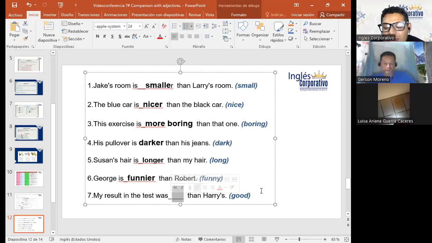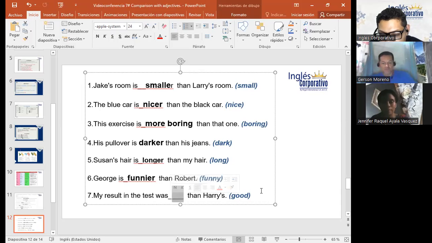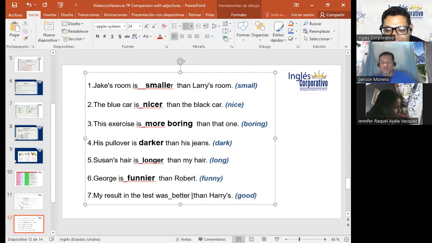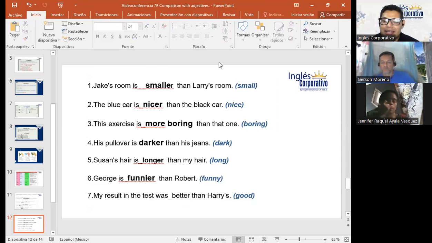Y vamos con good. ¿Cuál sería el de good? Better. Better than Harry. So we can also compare these structures. Okay. And so you can appreciate here the examples about the adjectives, and also there is a huge list of adjectives that we can study, and also are important to compare things. Recordemos de que estos son comparativos, por eso usamos el than, porque el than significa que.